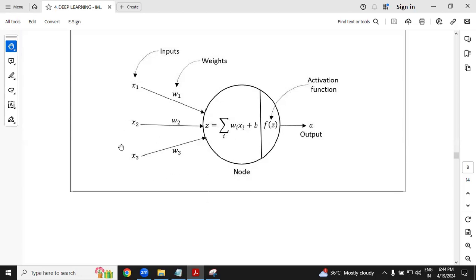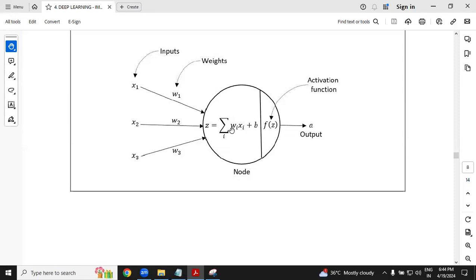Inputs can be 1000, weights can be 1000, total 2000. Writing 2000 terms on a single paper is too difficult. Then here math will come. The result should be the sum over i of Wi into xi.